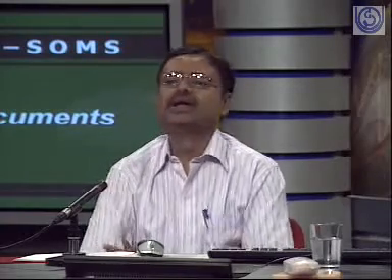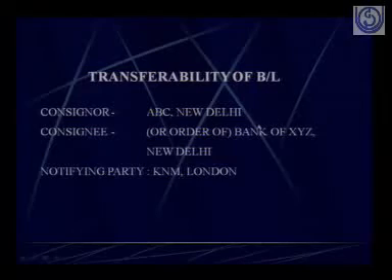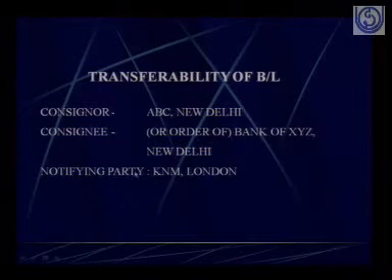Mind it, you should note here that you have not received the physical goods. Based on the bill of lading itself, you can sell the goods to another party. For that purpose, transferability is a very important procedure in the bill of lading. On the transferability, basically there are three parties. One is your consignor, the second is your consignee, and the third is your notifying party, that is K&M London.